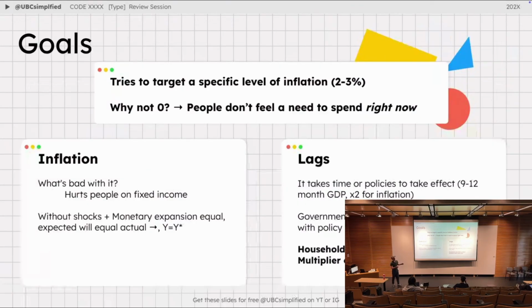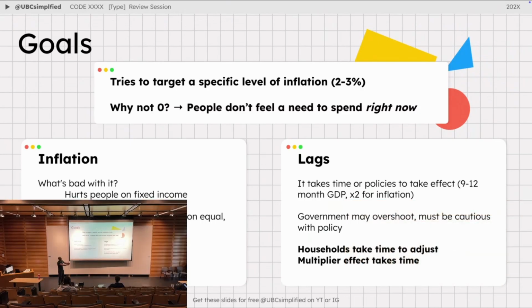And then these are essentially to target inflation, which we want to be between 2 and 3%. Because if we had it at 0, then people would be like, why should I buy today? Why don't I buy tomorrow? It's going to be the same price. Then people would be spending less, and that is not good. And the reason that inflation is bad is because if people have assets or rely on fixed income, their real purchasing power goes down due to inflation. So that's what's bad with inflation.